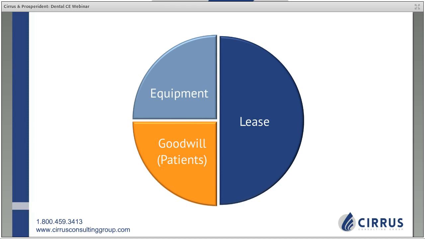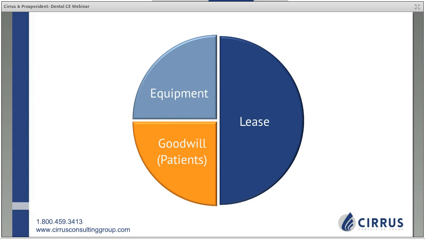In addition to the value of goodwill is going to be the value of equipment. Now, what I mean by that is how much is your equipment worth today, not how much did you purchase it for. And you will have a practice broker or accountant determine the depreciated value of your equipment. In other words, how much is it now worth today? That being said, the nicer, more modern your equipment, the higher the valuation.